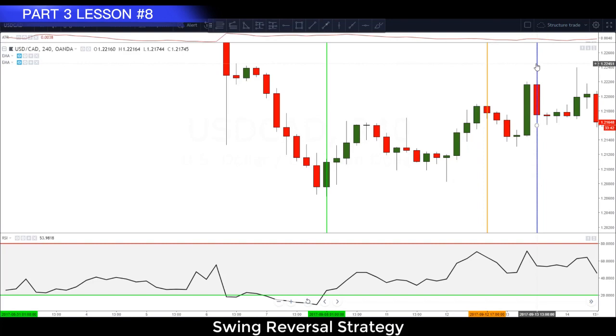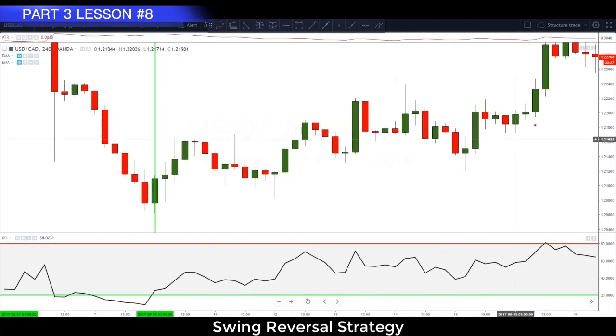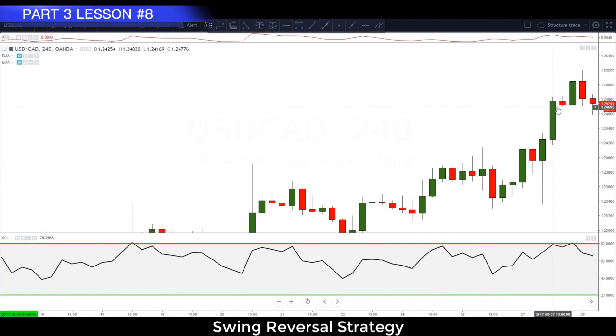Some pairs will only work well with the 1, 2, 3 reversal or swing reversal, so keep that in mind. Let's continue to look for entries here on the dollar Canada. Swing high right here, but what's wrong with this entry, guys?